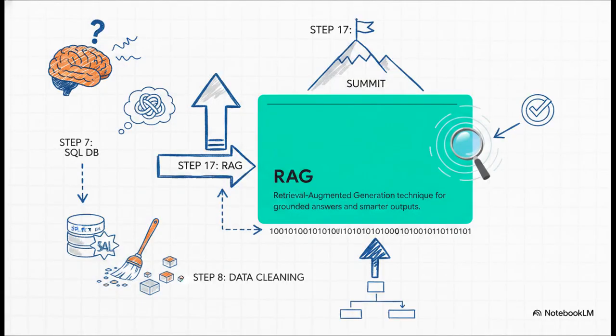But here's the thing. LLMs have a major flaw. They can hallucinate. They'll just make things up if they don't know the answer. Enter step 17, RAG, which stands for Retrieval Augmented Generation. And this brilliantly illustrates our central theory of progression. RAG is a clever technique that forces the language model to retrieve facts from your specific, trusted database before it's allowed to generate an answer. The result? Grounded, smarter, totally factual outputs.